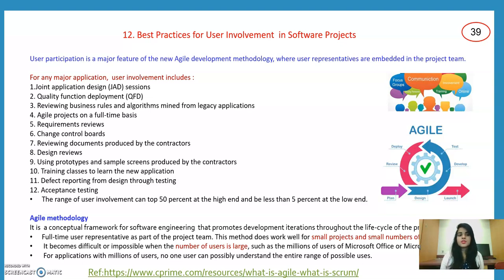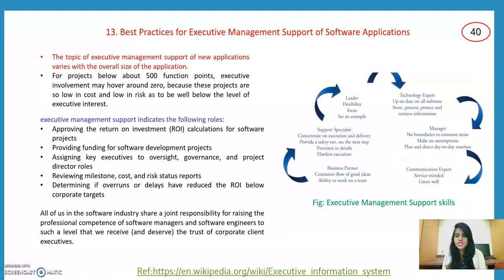In this, user participation is a major feature of the new agile development methodology, where the user representatives are embedded in the project team. For many major applications, user involvement includes joint application design, quality function deployment, reviewing business rules and algorithms, and agile projects on a full-time basis. Agile plays a very important role nowadays in every project. That is, we have to have user interaction in our project by using the agile methodology.